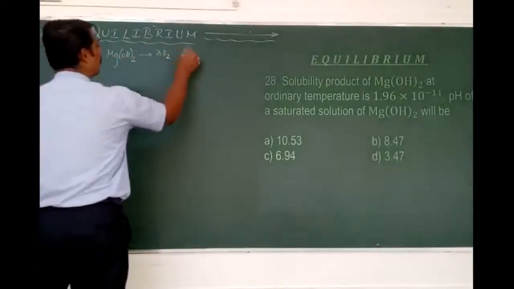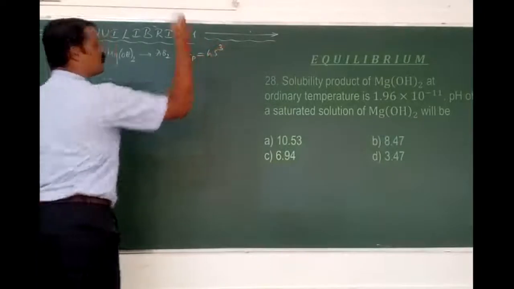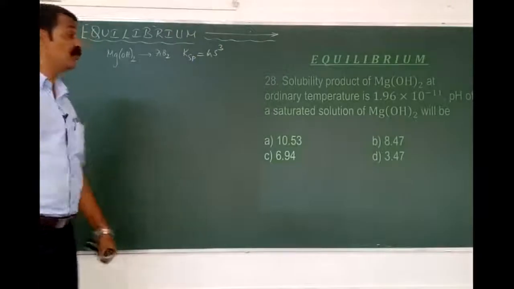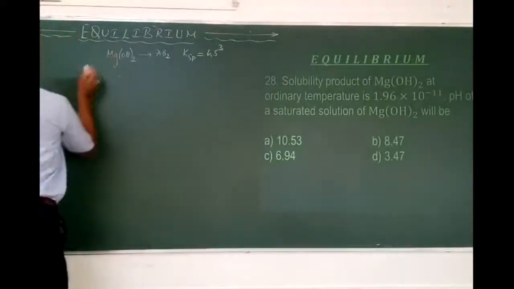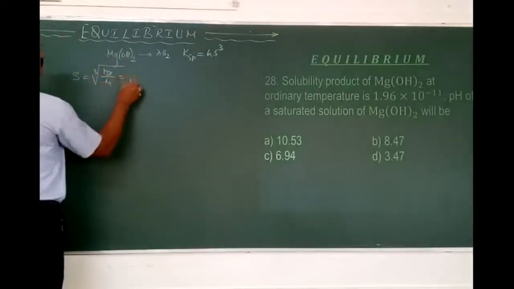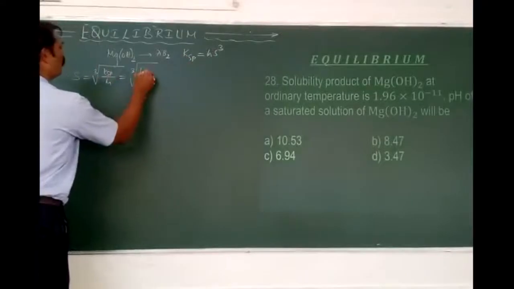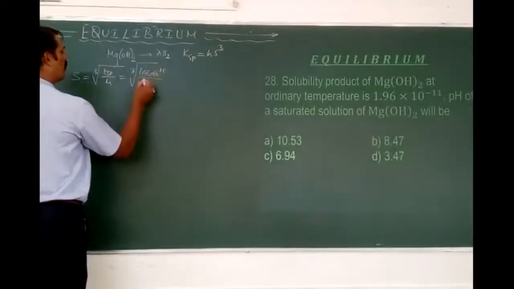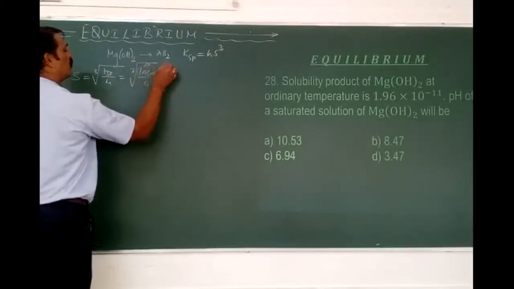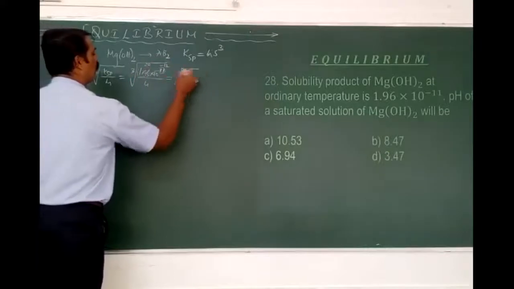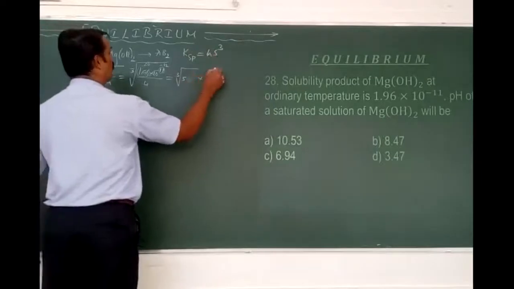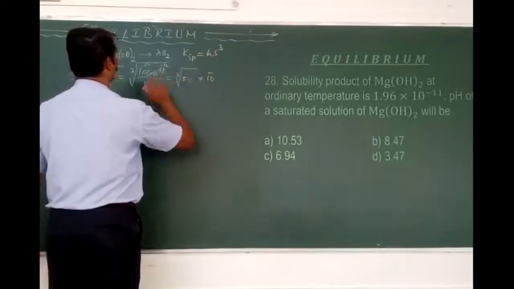If this is the case, Ksp is equal to 4s cube. That is the relation between solubility and solubility product for AB2 type electrolyte. So here, S is equal to the cube root of Ksp divided by 4, that is the cube root of 1.96 into 10 to the power of minus 11 divided by 4. I will make this as 20 into 10 to the power of minus 12, so that is the cube root of 5 into 10 to the power of minus 12.